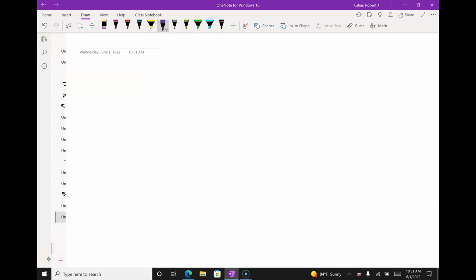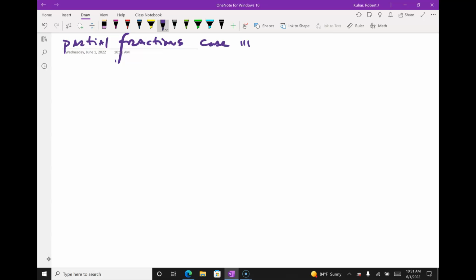So we're doing partial fractions case 3. I'm going to have something, a linear factor and a non-factorable quadratic factor.